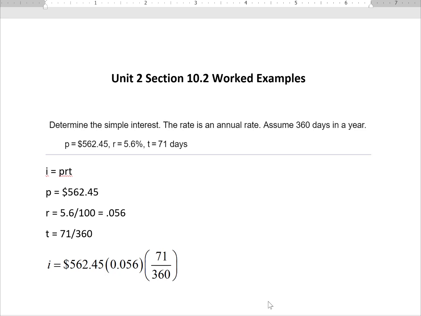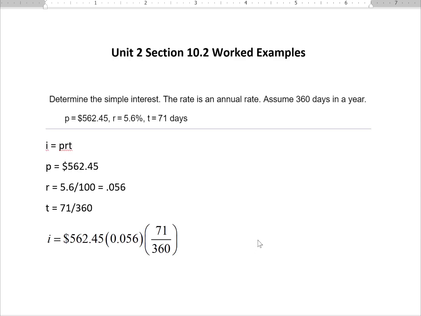The formula we're going to use is I equals PRT. The principal is $562.45. The interest rate is going to be 5.6 divided by 100 to give 0.056. And the time is going to be 71 divided by 360. And the formula that we use is shown here.